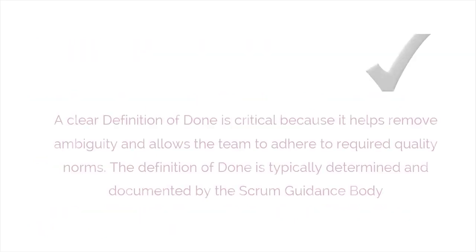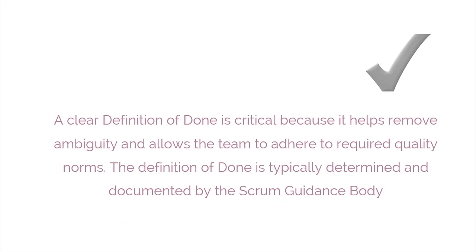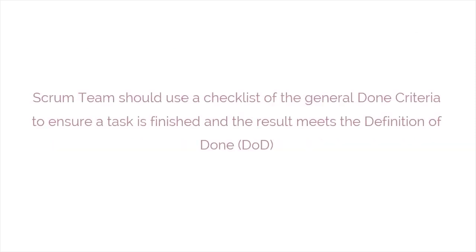A clear definition of done is critical because it helps remove ambiguity and allows the team to adhere to required quality norms. The definition of done is typically determined and documented by the Scrum guidance body. And the Scrum team should use a checklist of the general done criteria to ensure a task is finished and the result meets the definition of done, DOD.